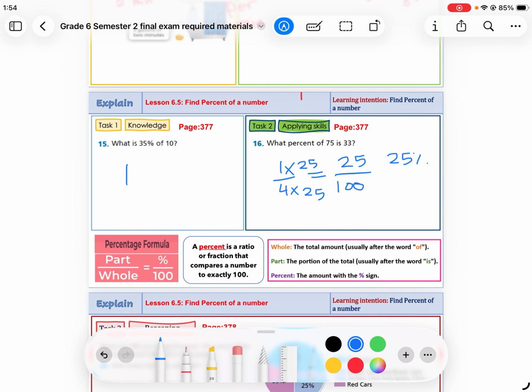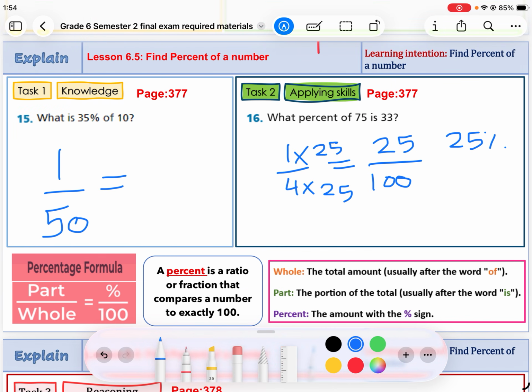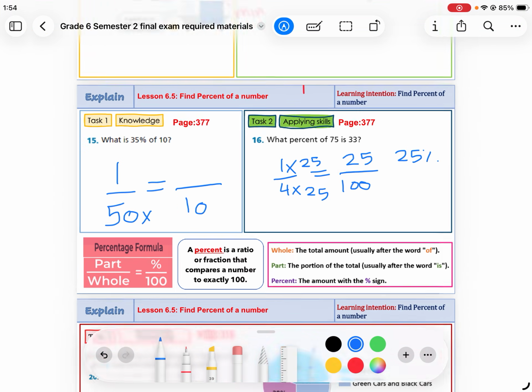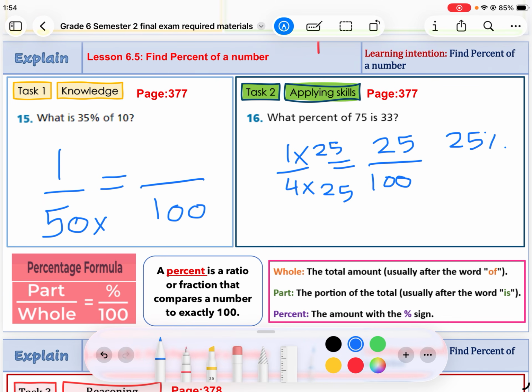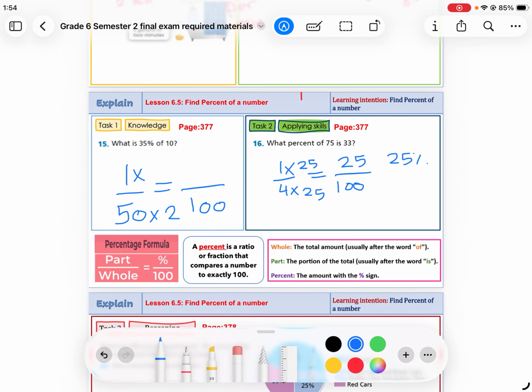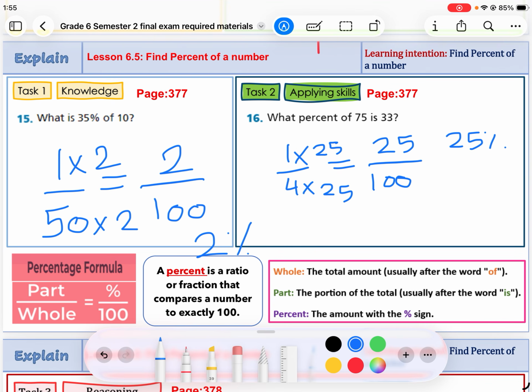What if you had 1/50? How are you going to write this as a percent? So again, you'll have to think of a number. 50 times what equals 100? That will be 50 times 2. So you'll need to multiply times 2. So 1 times 2, that's 2. So that means the percent will be 2%. Okay? So these are the cases of how to write a fraction out of 100 as a percent.